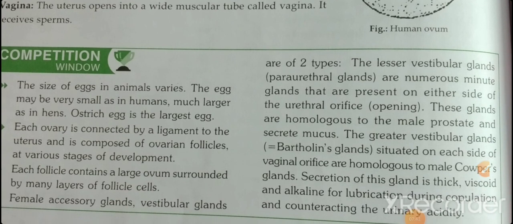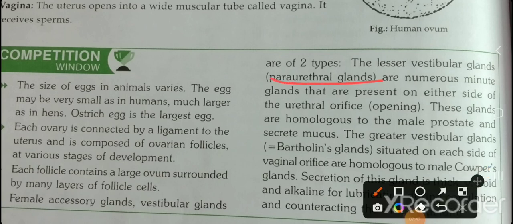So see that the vestibular glands are also called paraurethral glands. Okay, so they contain numerous minute glands that are present on either side of the urethral opening. Okay, so the vestibular glands are those which contain minute glands present on either side of the urethral opening. Okay, so what is the role of these glands?